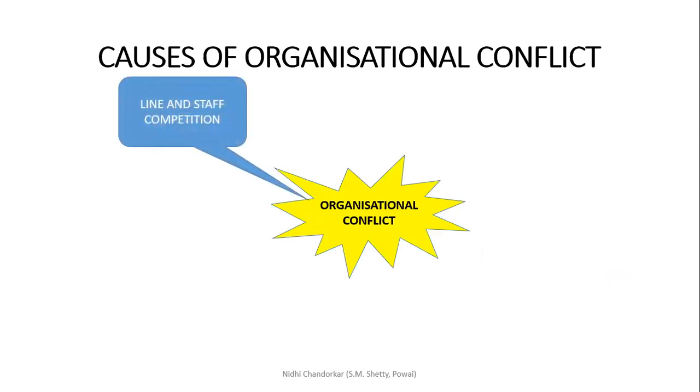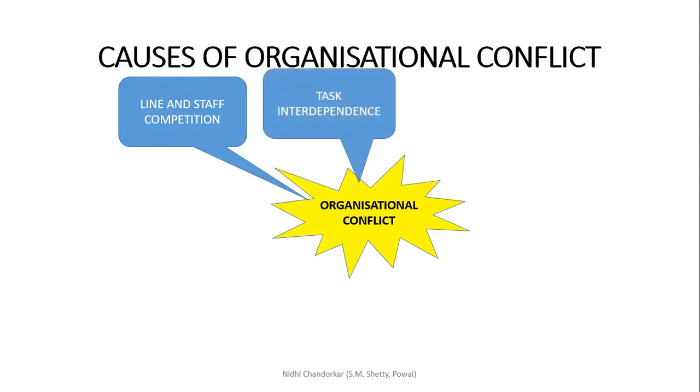The first one is line and staff competition. Line employees are the ones who are designing or planning, and the staff are basically the ones who are executing. So many a times there's a competition between both of them, and hence, generally, if a particular task fails, they try to pass the buck on each other, and when the task is successful, they try to own the credit.